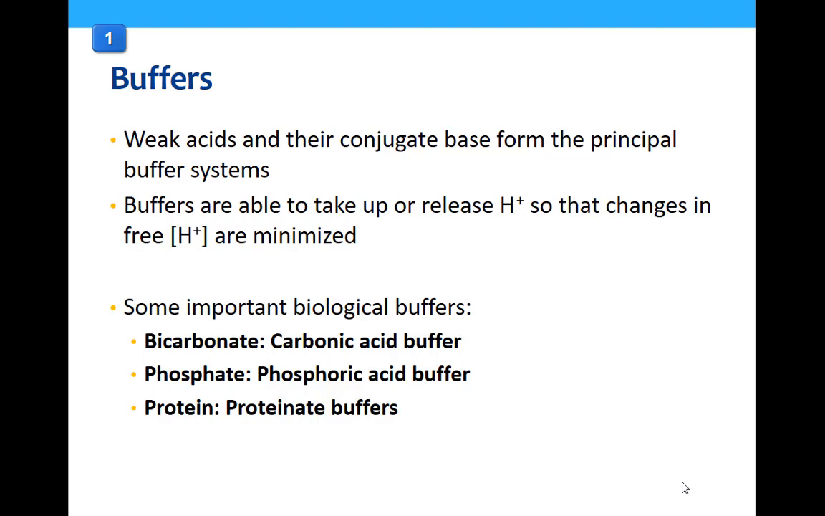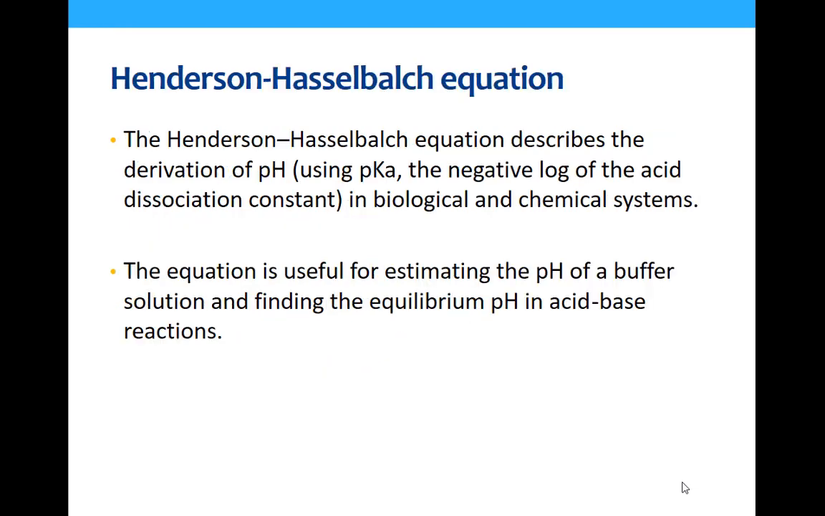There are 3 major buffers. The first one is the bicarbonate, carbonic acid buffer. The second one is the phosphate, phosphoric acid buffer, very important in the kidneys and inside the cells. And the protein, proteinate buffer, again important inside the cells. In the blood, it is the bicarbonate, carbonic acid buffer.